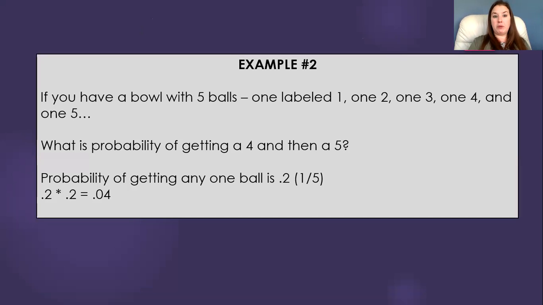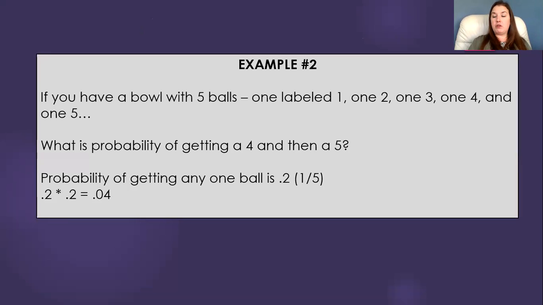Another example problem could be, if you have a bowl with 5 balls in it, each ball is labeled with a number between 1 and 5, right? So one has a 1, one has a 2, one ball has a 3, one has a 4, one has a 5. What's the probability of getting a 4 and then a 5?